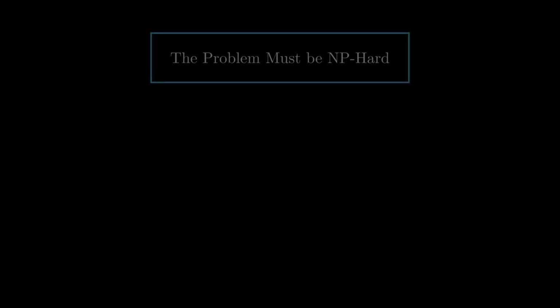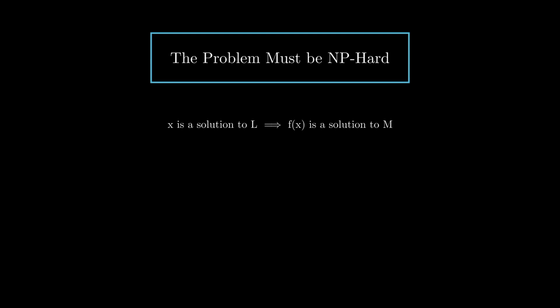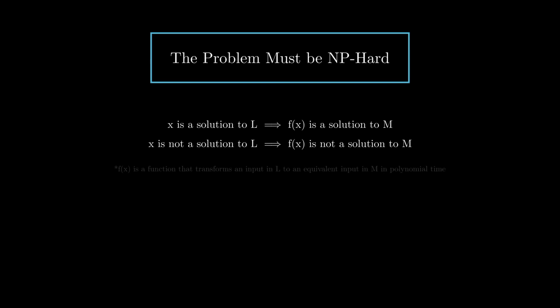Furthermore, for a problem to be NP-complete, it must be NP-hard. For a problem to be NP-hard, there must exist a polynomial time reduction to a problem that is NP-hard. That is, if x is a solution to our current problem, then its transformation must be accepted by M. Similarly, if x is not a solution to our current problem, then its transformation must not be a solution to M. We define our transformation function as f of x, where x is an input in L, and f of x returns an equivalent input in M.